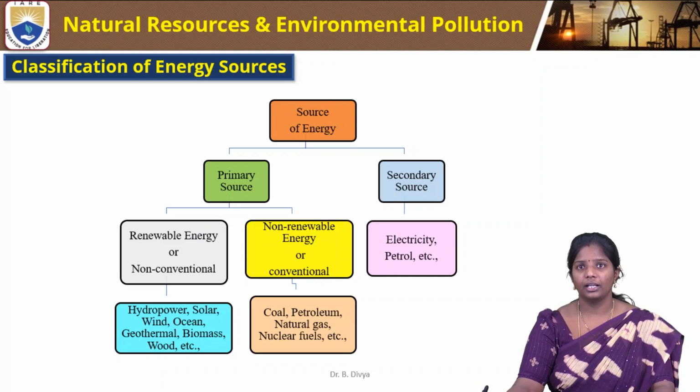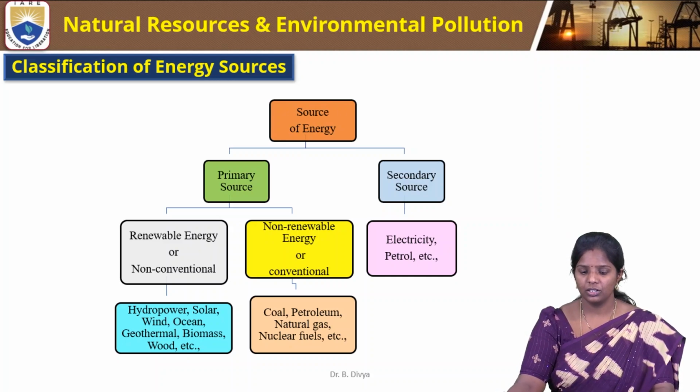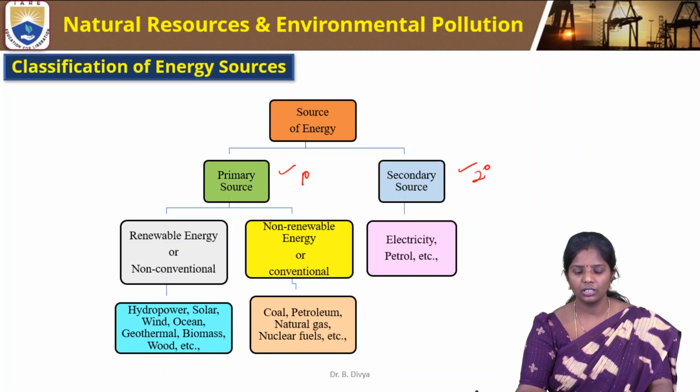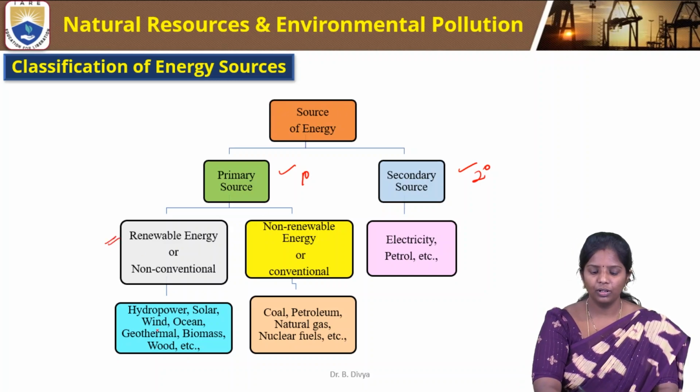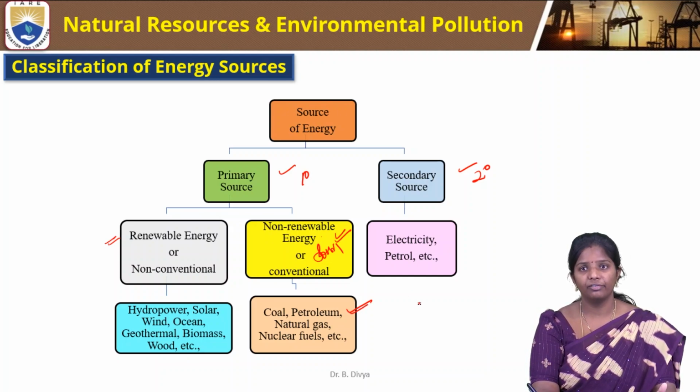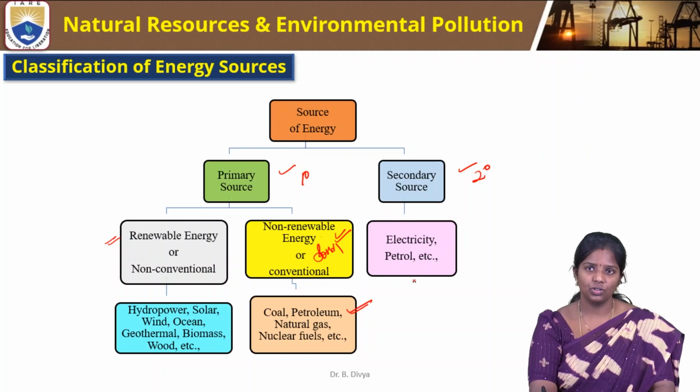Depending on availability and various causes, there are different types of energy resources: primary and secondary energy resources. Primary energy resources are renewable or non-conventional, and non-renewable or conventional. Conventional is what we use traditionally. Non-renewable energy resources are fossil fuels. Here coal, petroleum, natural gas and nuclear fuels are the conventional energy resources, also called non-renewable energy resources, which nature has already given to us.